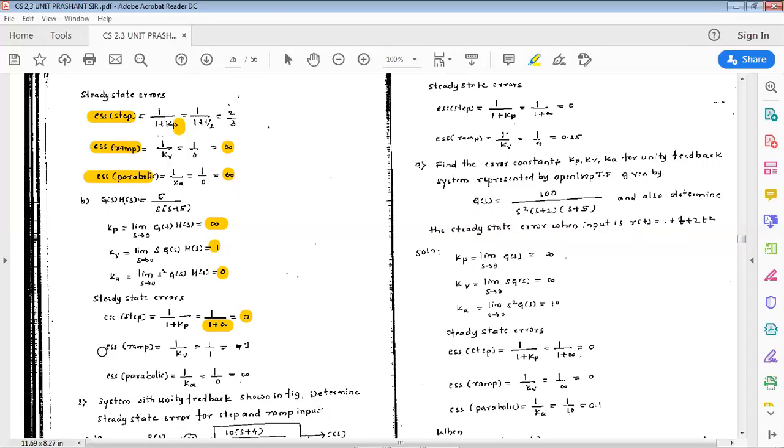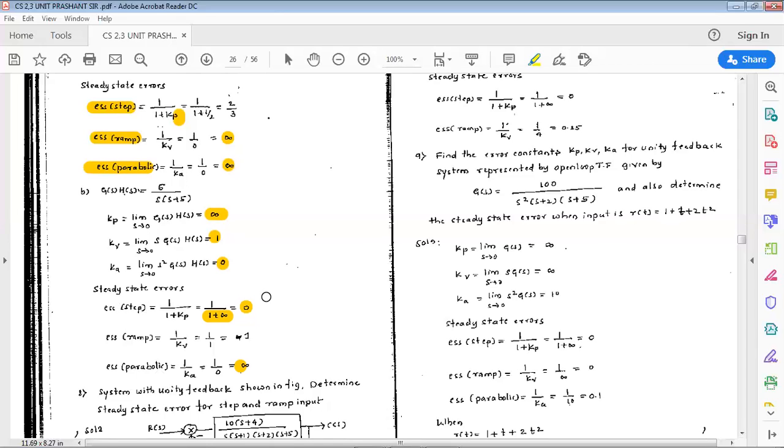Similarly, steady state error due to ramp is given as 1 by Kv. We have the Kv value as 1. 1 by 1 results in 1. Steady state error due to parabolic input is given as 1 by Ka. Ka value we have got is 0. Substitute 0 here, 1 by 0 will be infinite. So this is how we need to find Kp, Kv, Ka for given G of s and H of s values, and also find steady state error due to step, ramp and parabolic inputs.